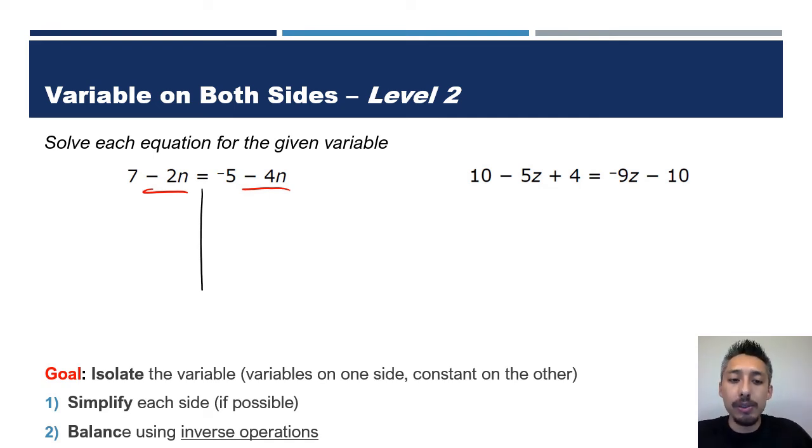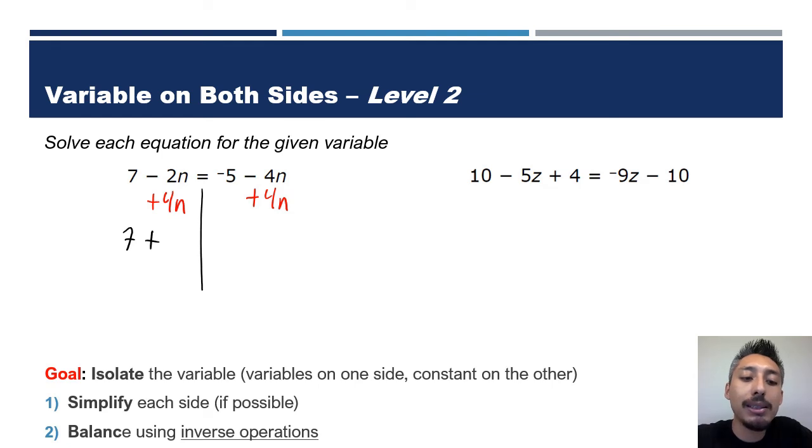The smaller one of these two is going to be negative 4n. Again, it's more negative because negative 4 is smaller than negative 2. So to get rid of negative 4n, we're going to have to add 4n. And whatever we do to one side, we're doing the same thing to the other side. On the left side, the 7 doesn't change. It's still just a 7, but we have negative 2n plus 4n, which is going to become a positive 2n. And on the right side, this cancels out, so all we have is a negative 5 that we bring down.